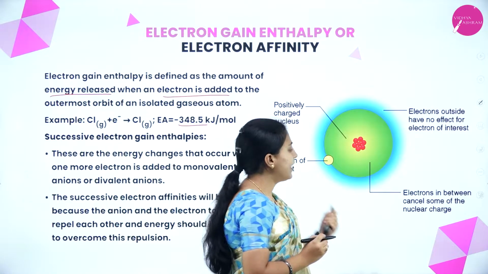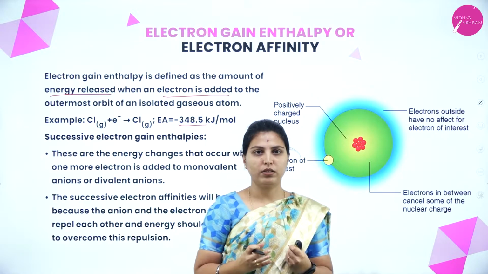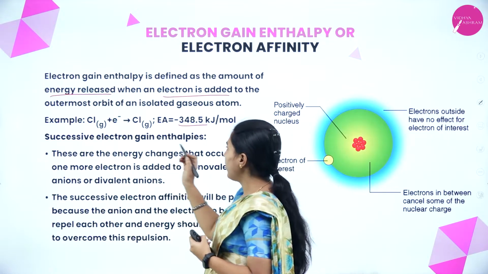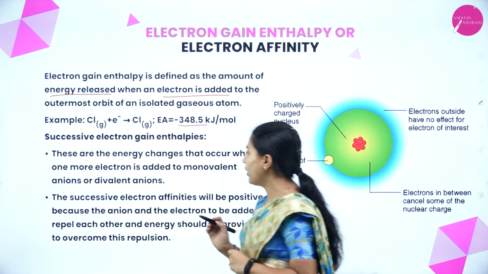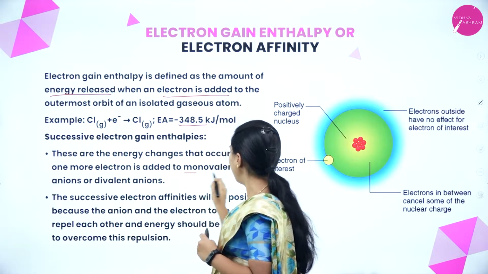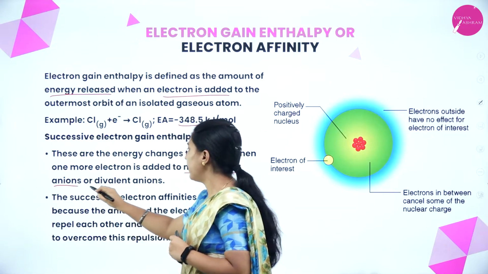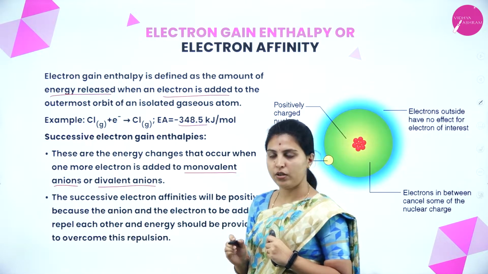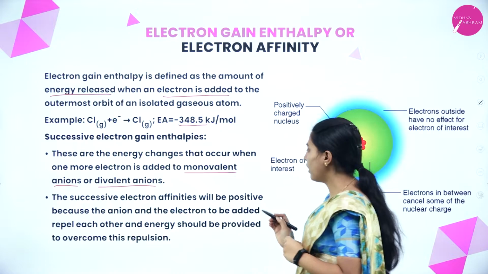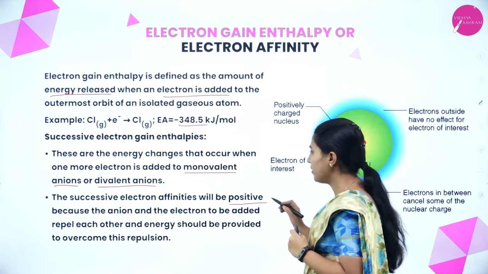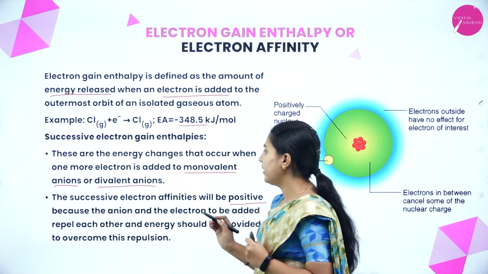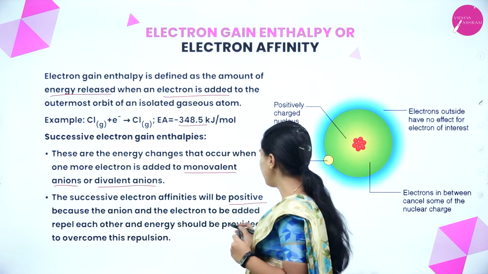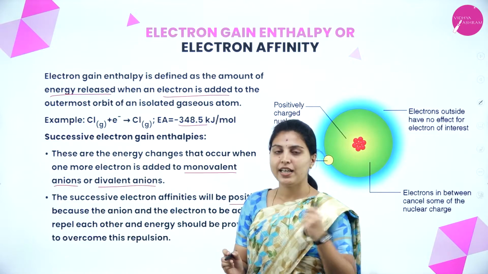At that time, energy will be released. Okay. We will see the successive electron gain enthalpies. These are the energy changes that occur when one more electron is added to the monovalent anions or divalent anions. The successive electron affinities will be positive because the anion and the electron to be added repel each other, and energy should be provided to overcome this repulsion.